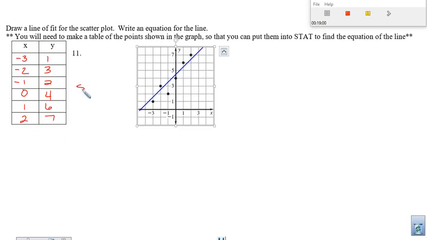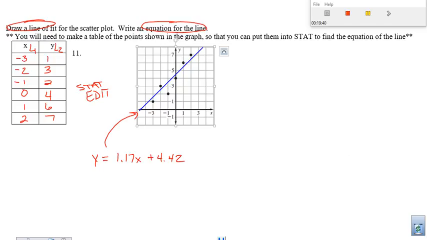Then you're going to use your stat edit. So we drew our line of best fit, and we're going to write the equation for the line using stat edit. And the x and y coordinates come off of our chart, from the points. So enter these into L1 and these values into L2, and then do your stat calc and enter. And you should get an equation for the line of best fit being 1.17x plus 4.42.